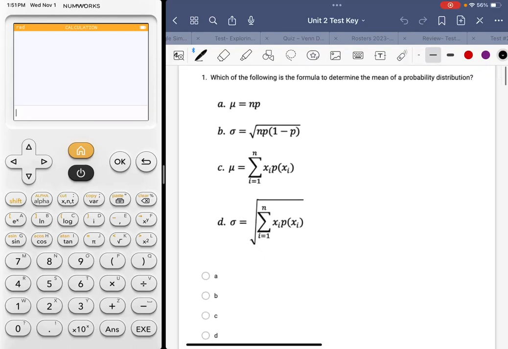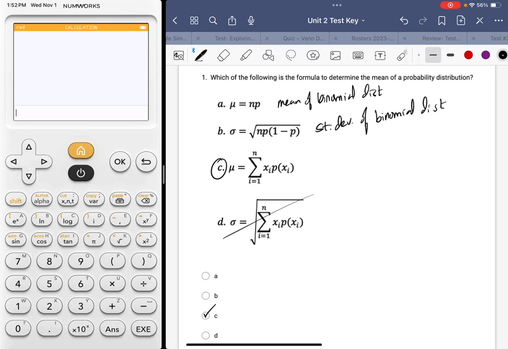So just going through the review, the practice test for the Unit 2 test. Which of the following is the formula to determine the mean of a probability distribution? All right, so that would be choice C. This is the mean of binomial distribution. This one is the standard deviation of binomial distribution. This one really isn't anything.